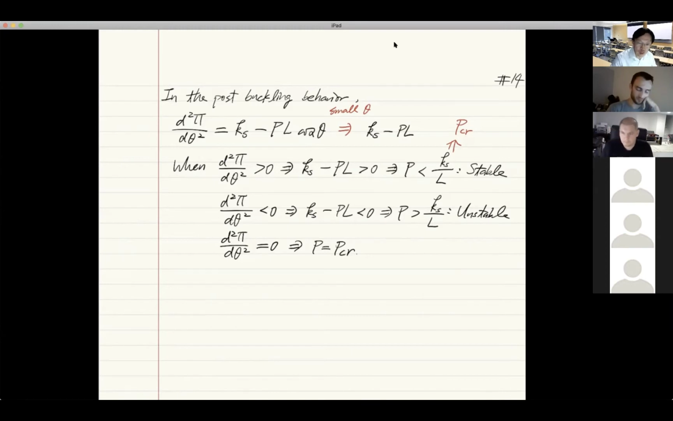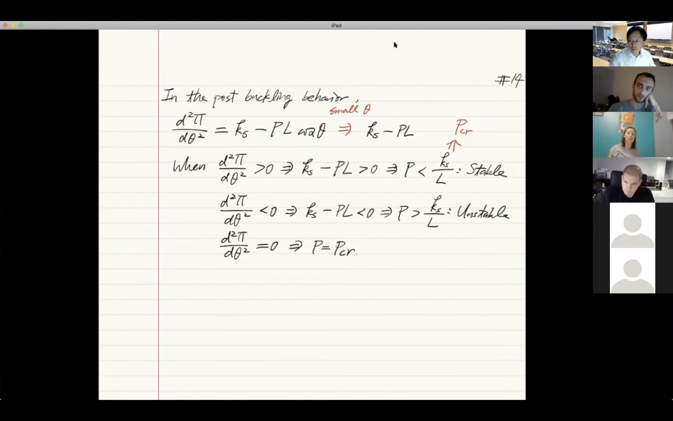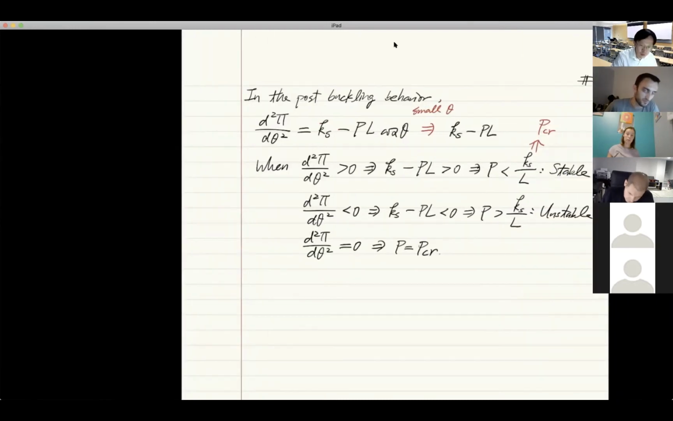So that's what we derive from the second order derivative of the total potential energy here. I'm also confused because I thought you said that the second derivative, greater than or less than 0, is for post-buckling. I think there's a confusion here. Let me go back to this one.